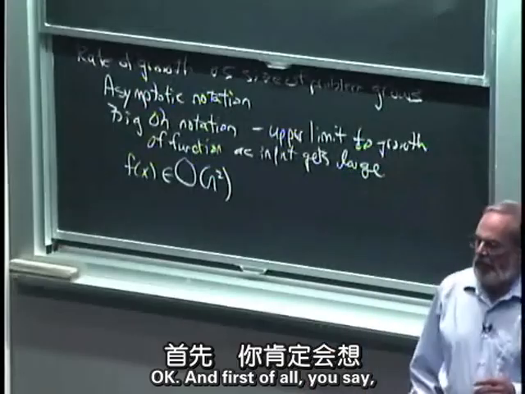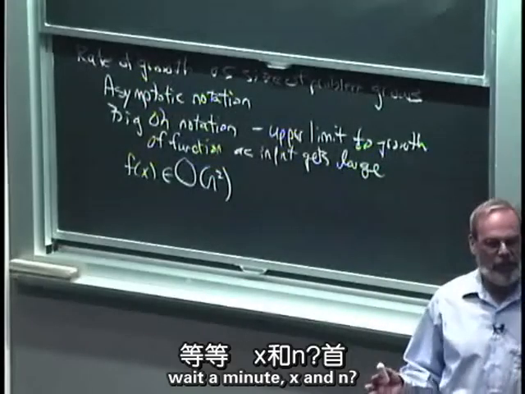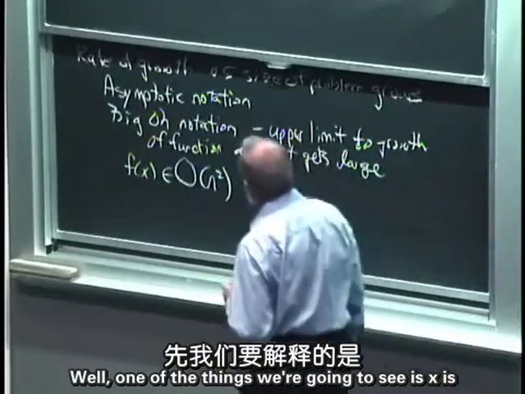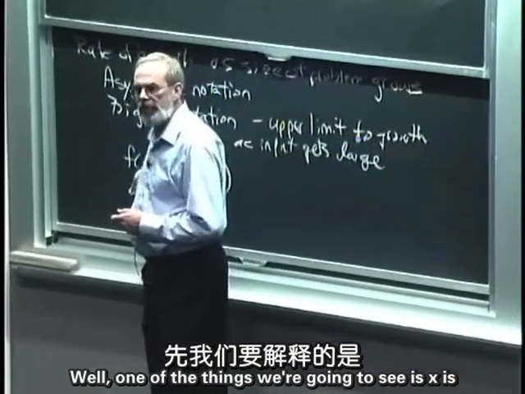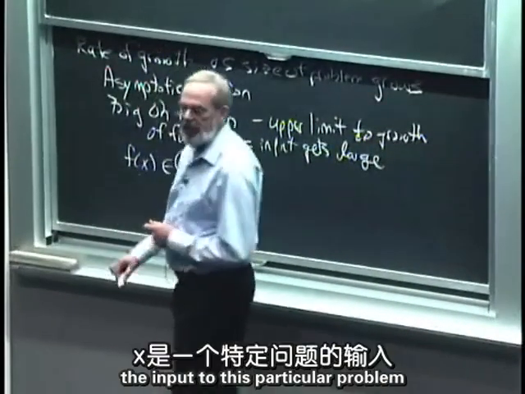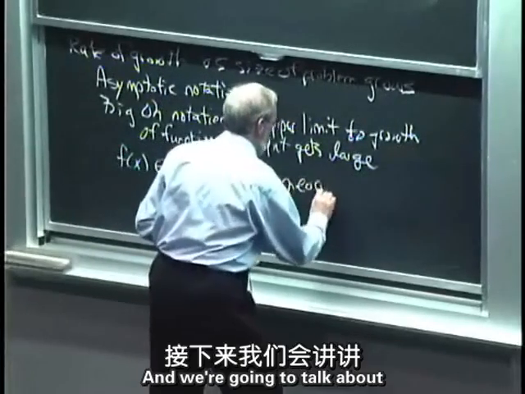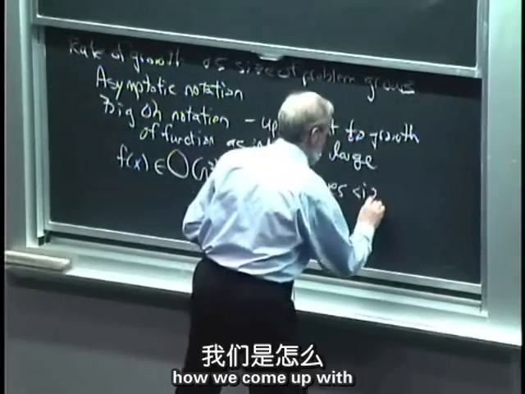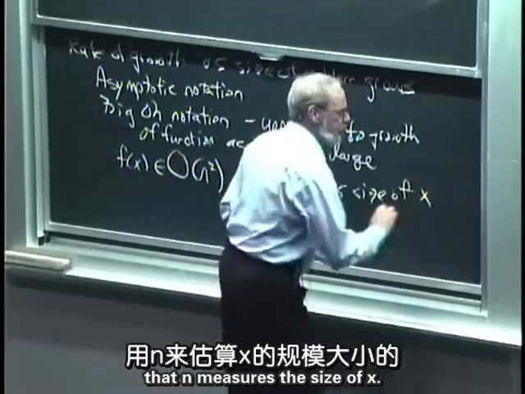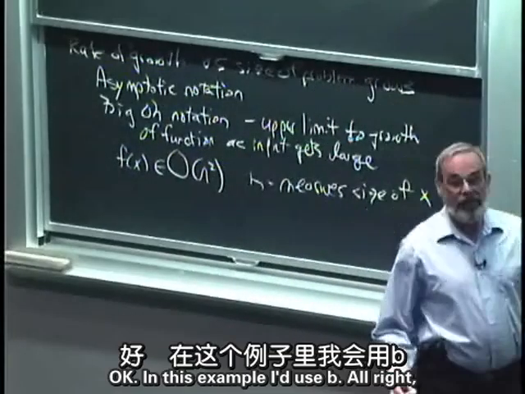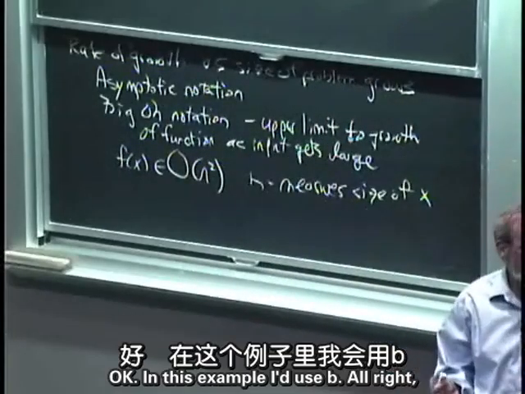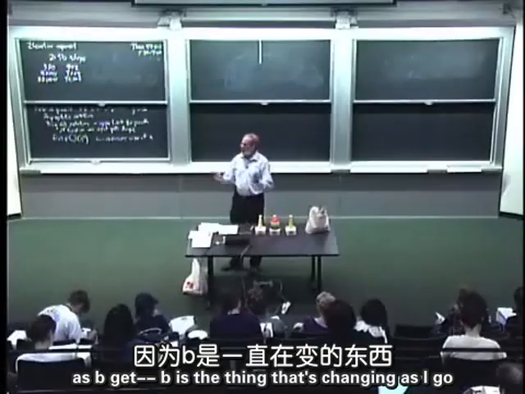Okay? Now, first of all, you're saying, wait a minute, x and n. Well, one of the things we're going to see is x is the input to this particular problem. N is a measure of the size of x. And we're going to talk about how we come up with that. N measures the size of x. Okay? In this example, I'd use b. Right? As b is the thing that's changing as I go along here.